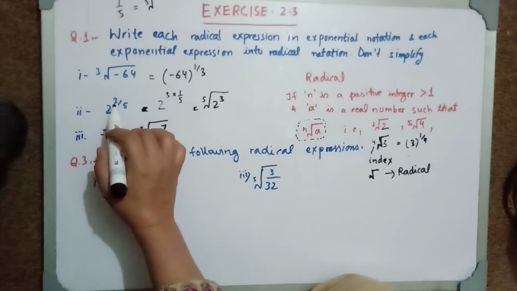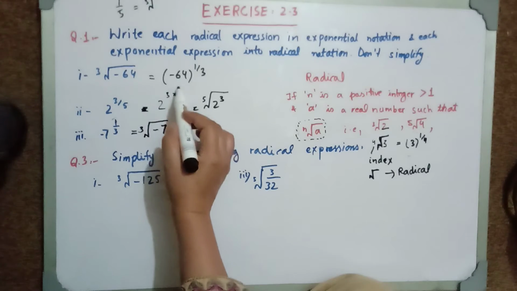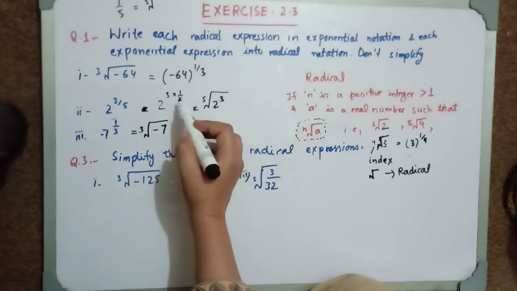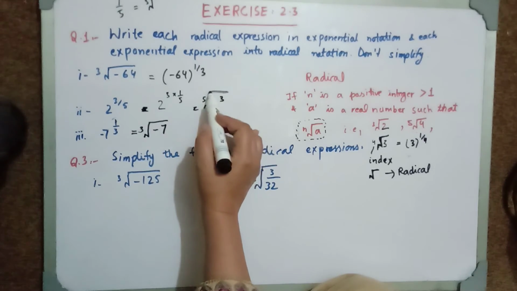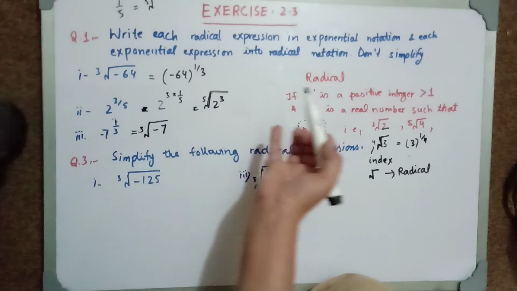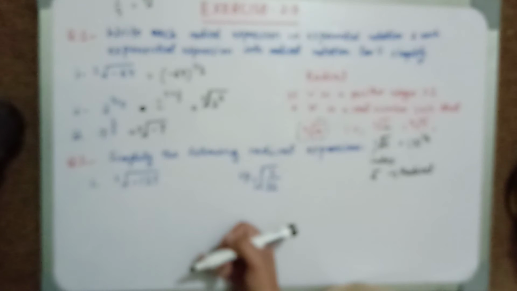We had 2 raised to the power 3 over 5. We only needed 1 over the integer in order to write it in radical form. So we separated 1 by 5, and 1 by 5 was written as a radical with index 5, and this 3 remained inside. So just practice the other parts of this question.